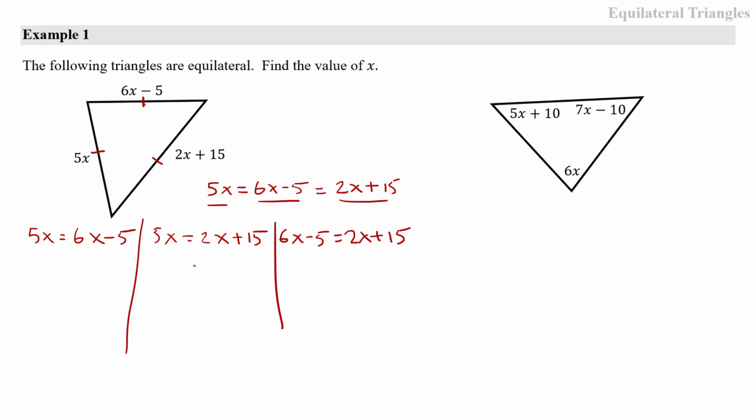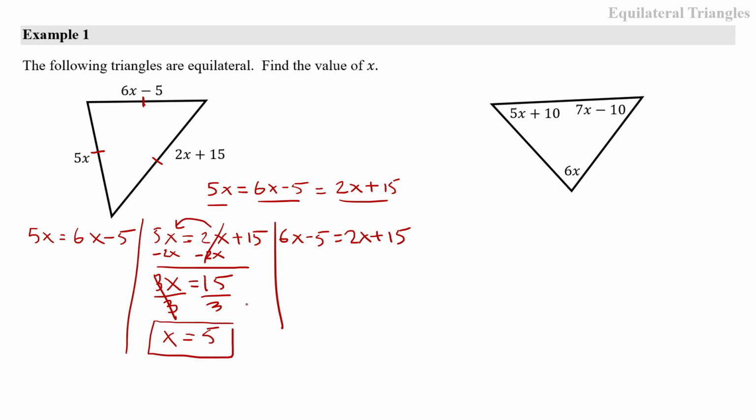So for example, I want to solve the middle one. The middle one looks probably the easiest. If I bring this 2x over to the left side by subtracting 2x, I can get rid of that one, and 5x minus 2x is 3x, equals 15. Then I divide by 3, and you will get that x equals 5. And so there it is, the value of x is 5.